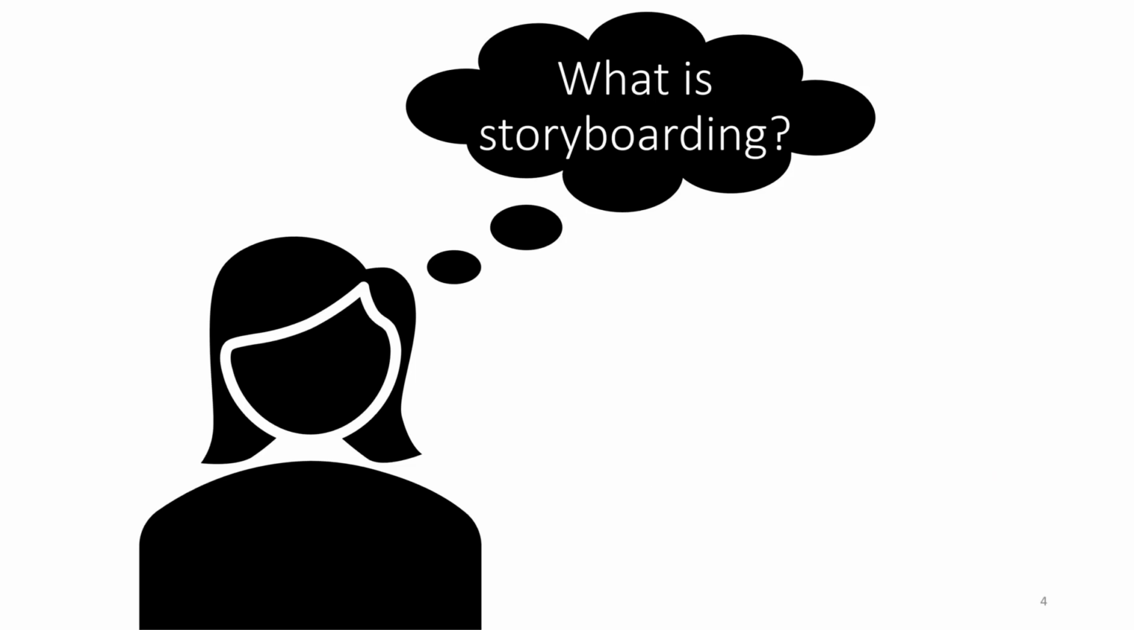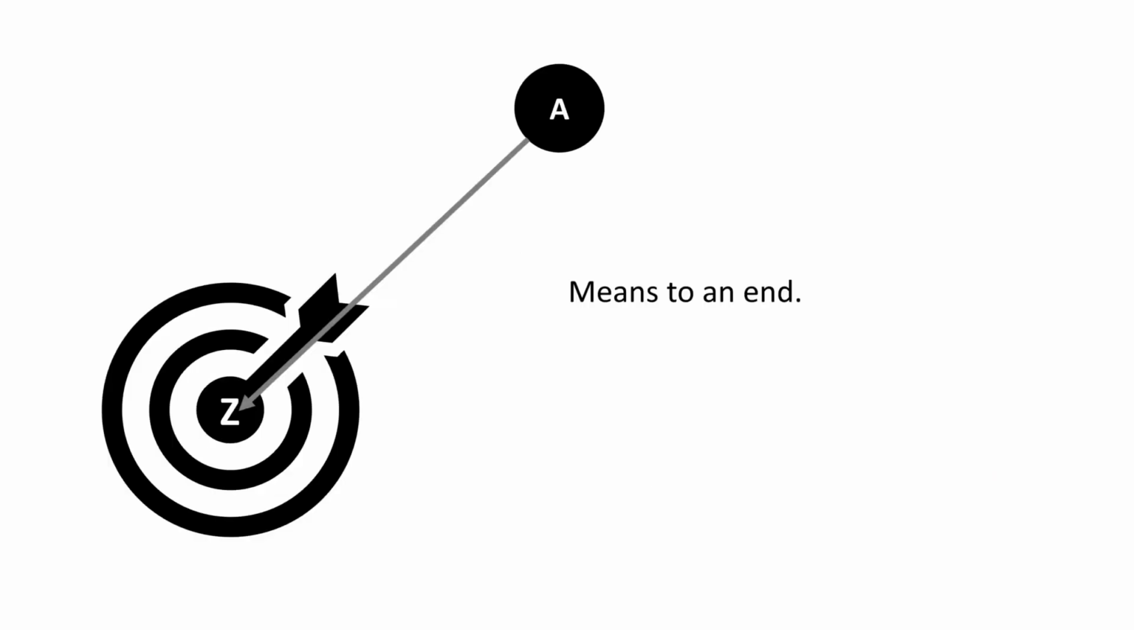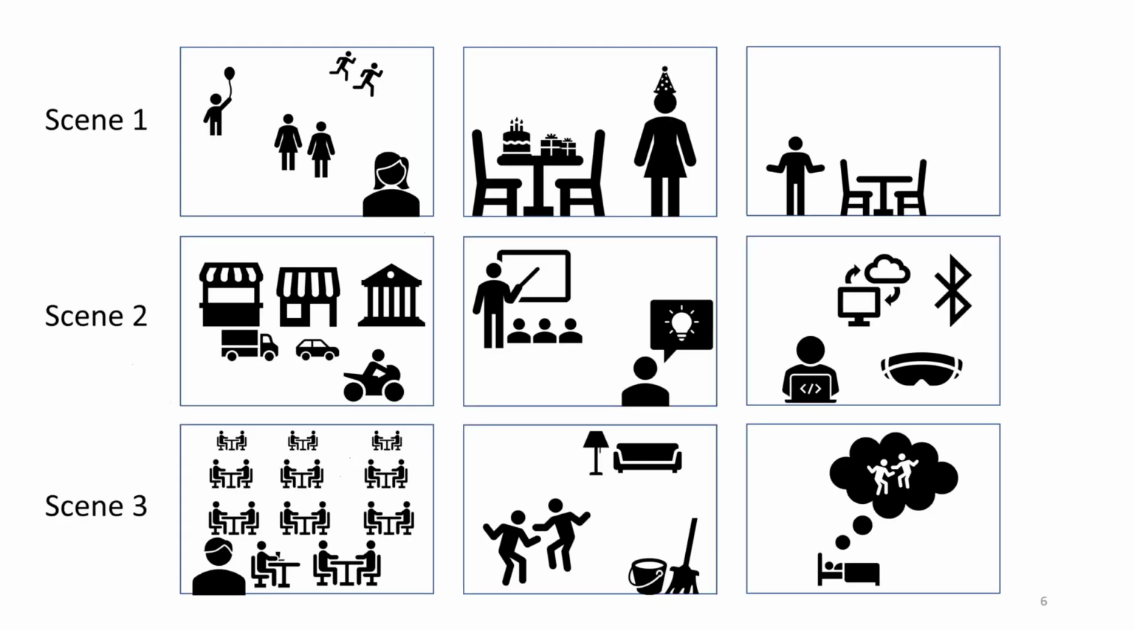So let's talk about what storyboarding actually is. For many people, it's a means to an end. It's a way to get from point A to point Z. More importantly, it's a layout of our story, scene by scene or topic by topic. It's a layout of the story that we're telling.